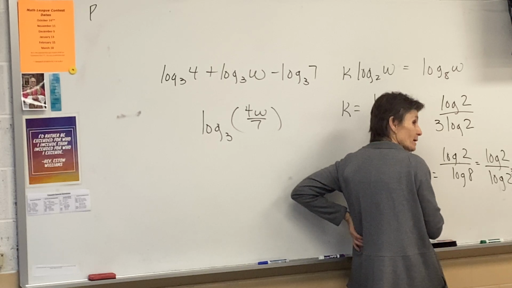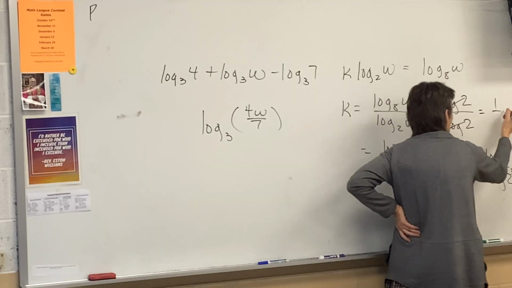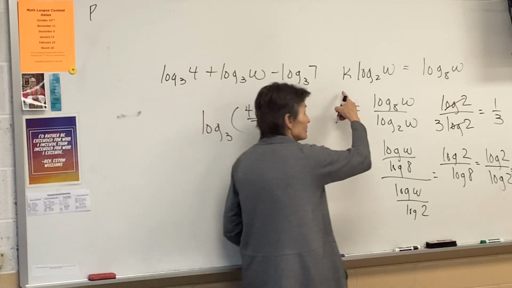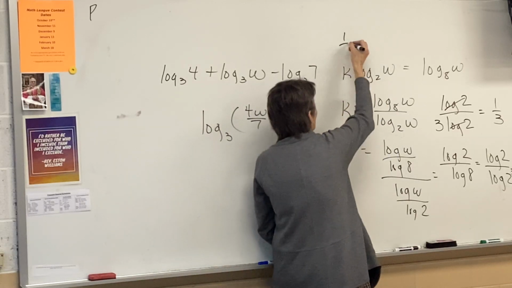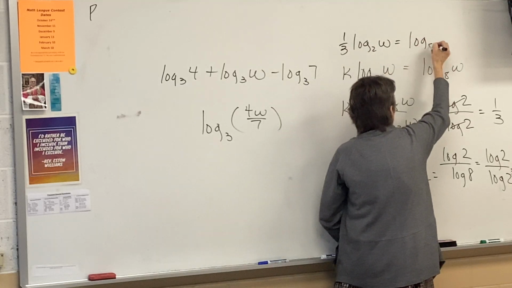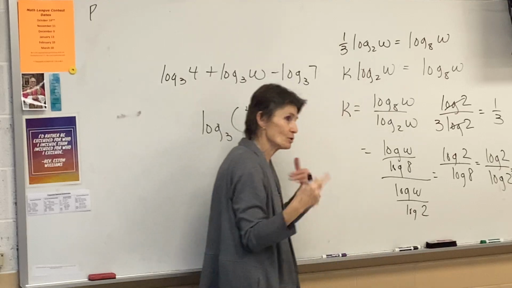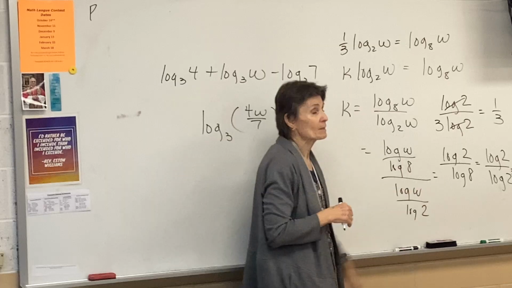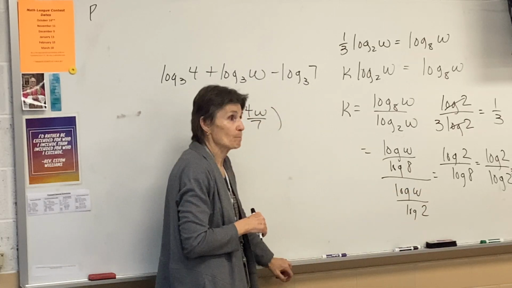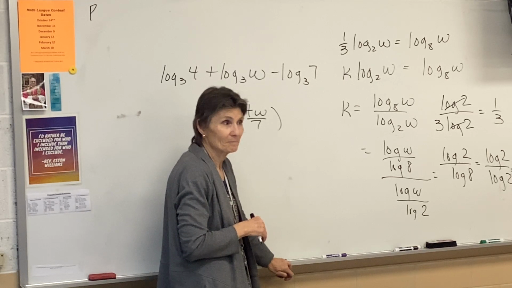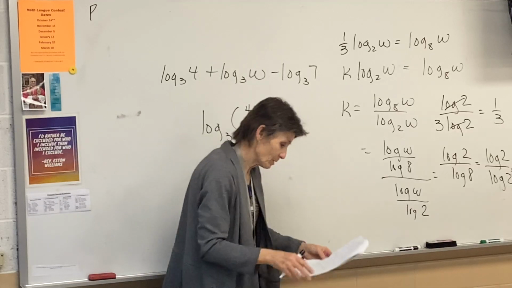That is cool. And what is that? That would just be 1/3. So I love your idea. So going back here, 1/3 log base 2 of W equals log base 8 of W. I personally did it the other way. So my K was over here, so I had 3 over here. But yeah, that's perfect. Are we okay with that? All right, good job.